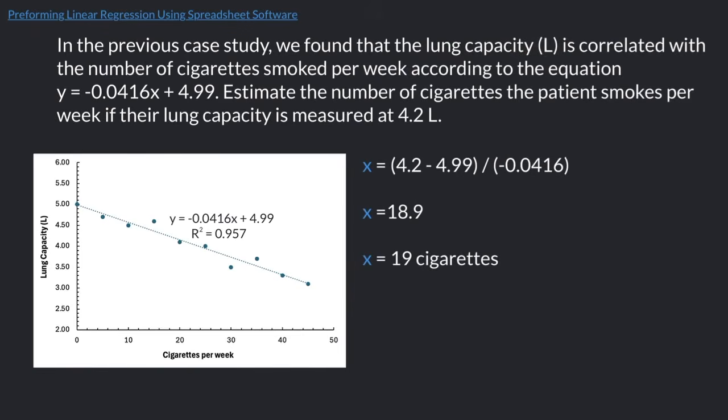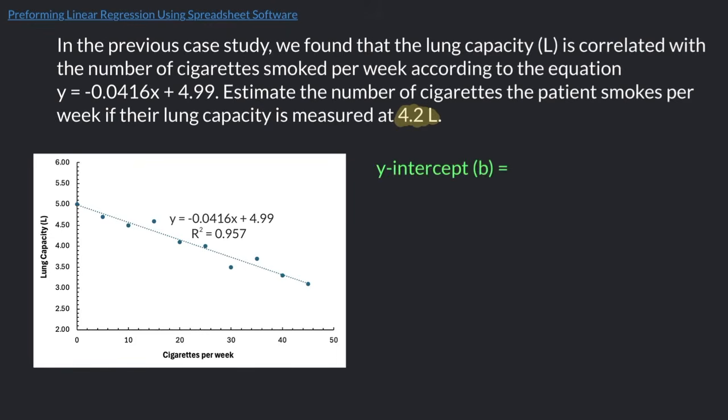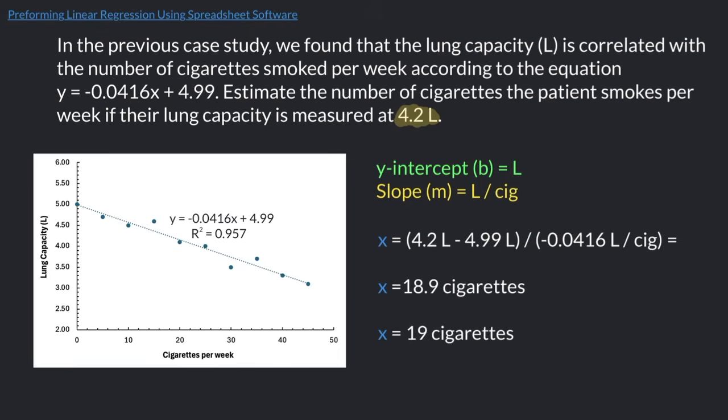In an earlier example, we didn't include units in the equation, and the calculation still worked because the value used for lung capacity, 4.2 liters, had the same units as the dataset. However, a more precise and scientifically complete method is to include units in every term. The y-intercept b has units of liters, the slope m has units of liters per cigarette. So the calculation with units becomes the following, equaling to 19 cigarettes.